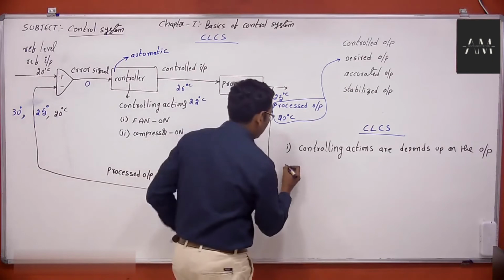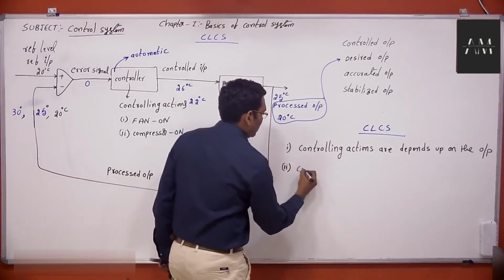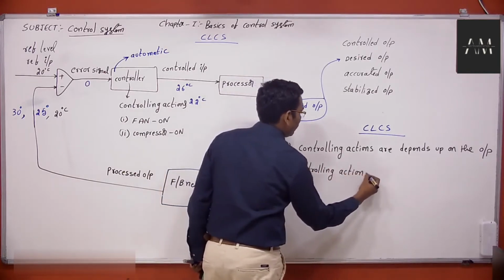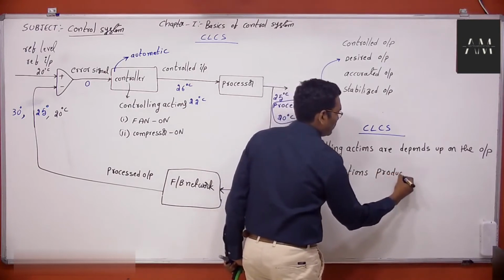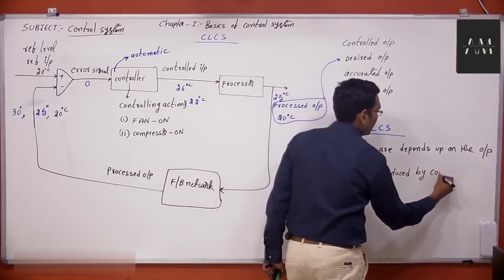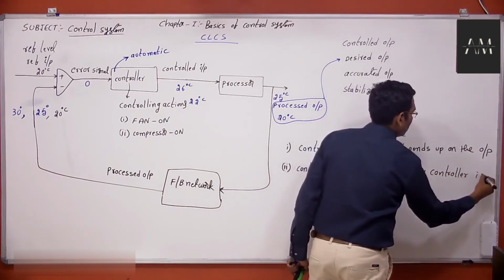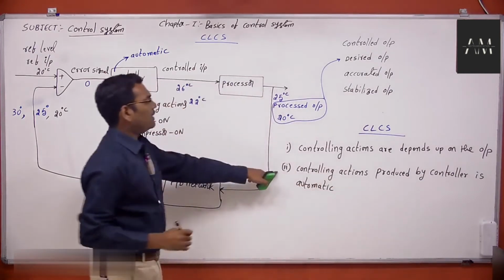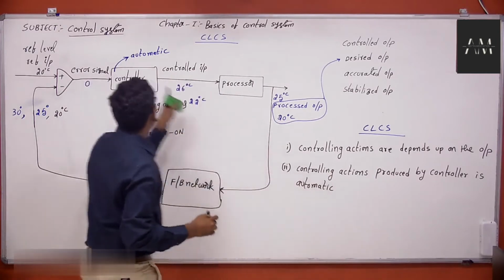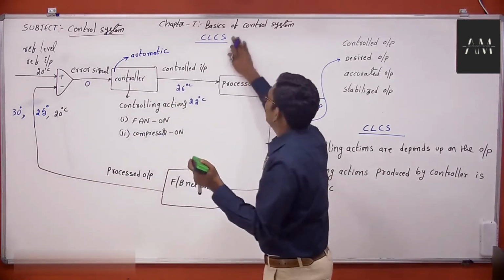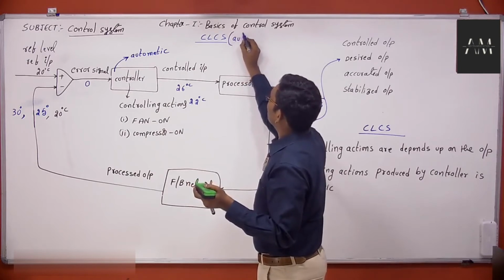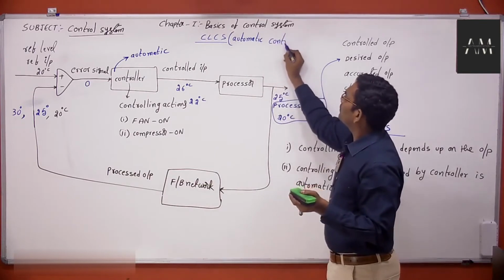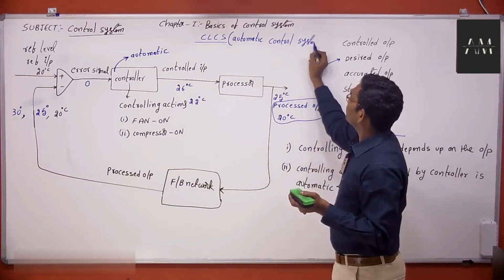Therefore, the second point is: controlling actions produced by the controller are automatic. The controlling action produced by the controller is automatic. Therefore, these closed loop control systems are also called automatic control systems.